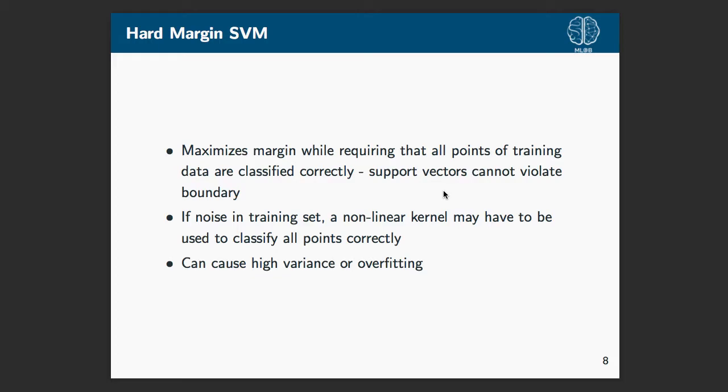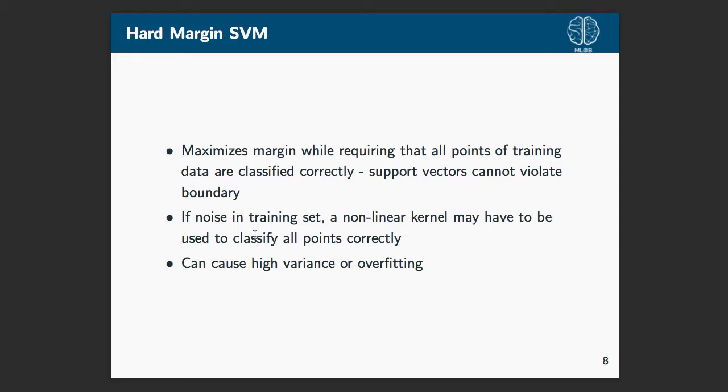Okay, so in the hard margin SVM case, you're trying to maximize the margin while requiring that all of the data points are classified correctly. So that means you're not allowed to have any support vectors that violate the margin and go to the other side. If the training set is linearly separable but it's noisy, it might be a little hard to classify it perfectly, right? So in that case, a nonlinear kernel might have to be used, basically fitting a higher dimensional decision boundary like quadratic or cubic when the training data is actually probably linear when you look at it from a bigger picture.